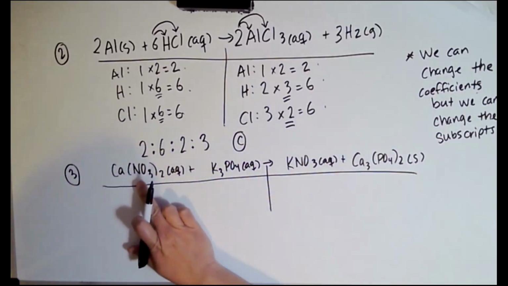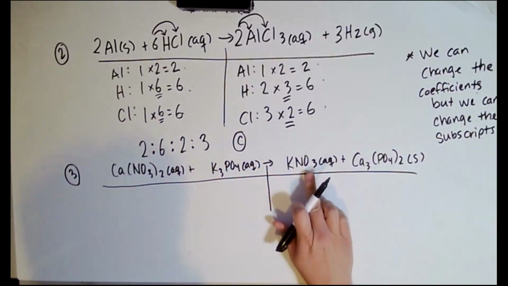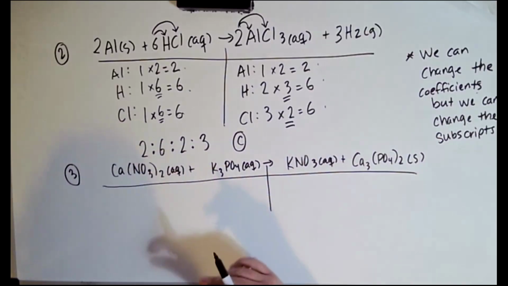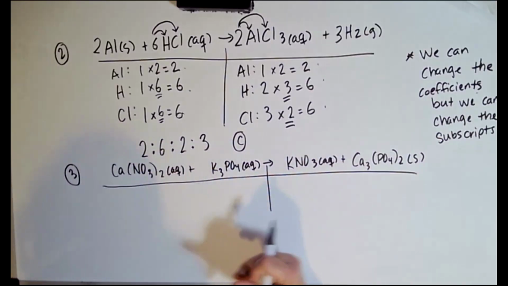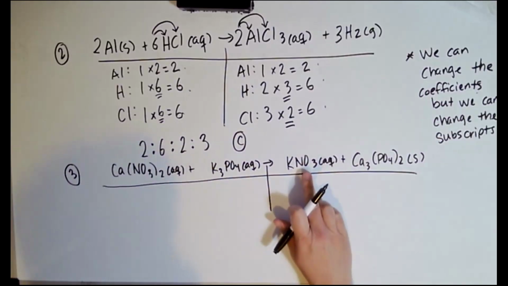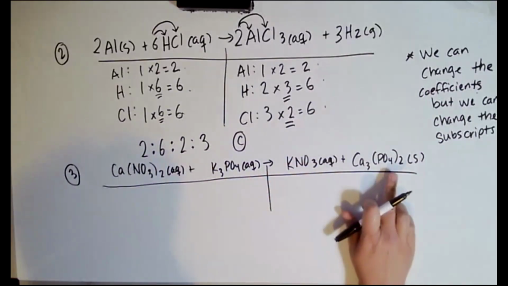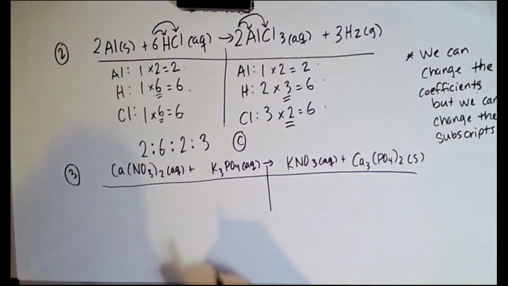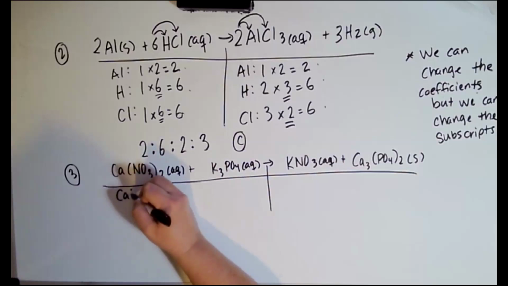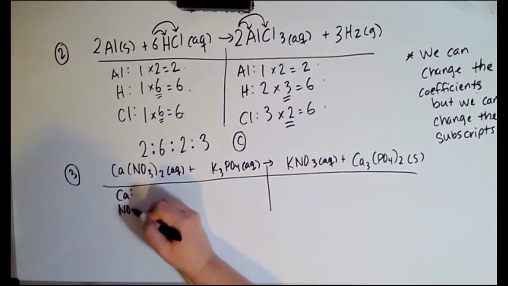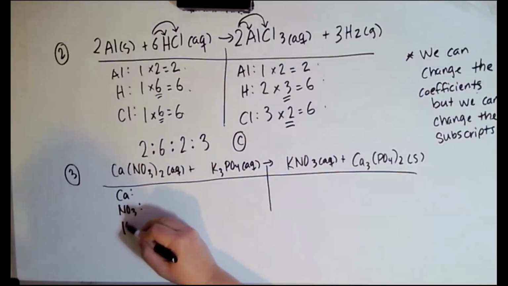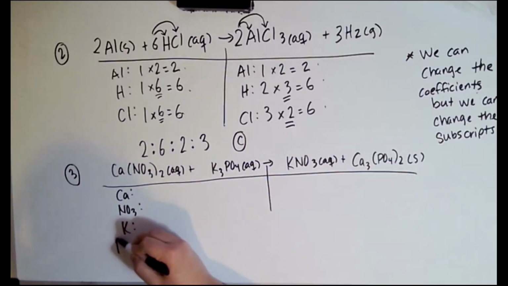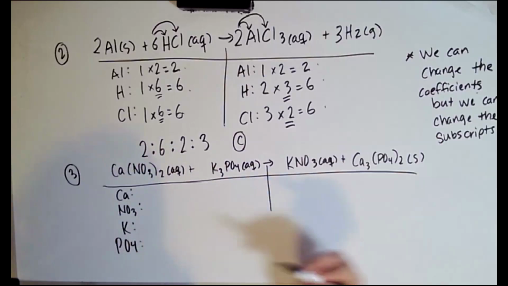Remember that when you have polyatomic ions that appear on both sides of your reaction unchanged, you can treat them as one unit as you balance. So I have nitrate here and I've got nitrate here. I've got phosphate here and I've got phosphate here. That means I don't have to separate my polyatomic ion when I'm balancing my equation. Okay, so I'm going to keep track of my calcium, my nitrate, my potassium, and my phosphate.